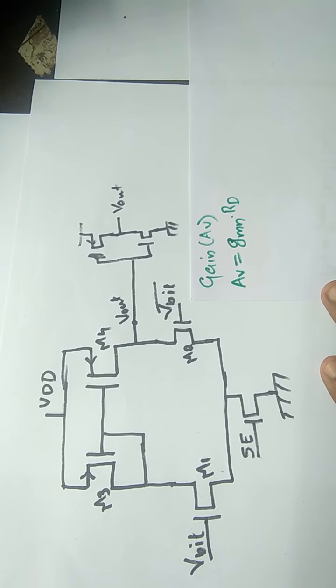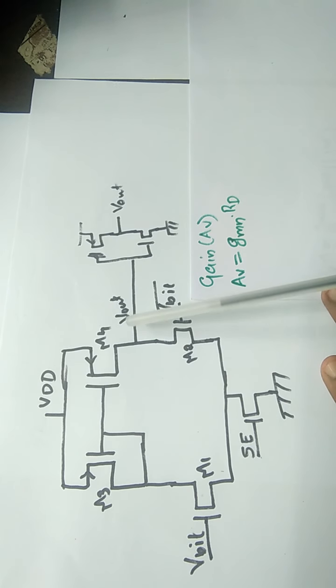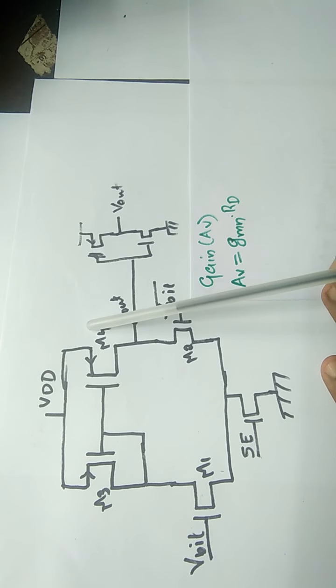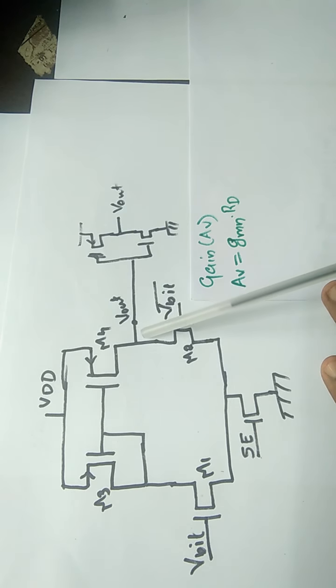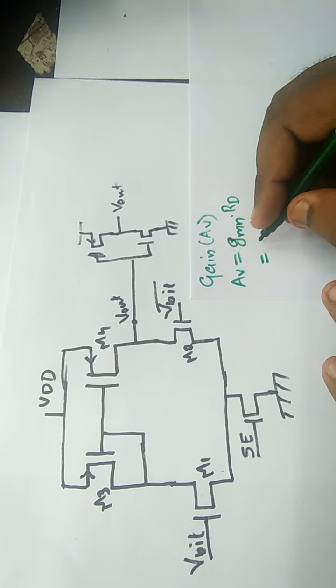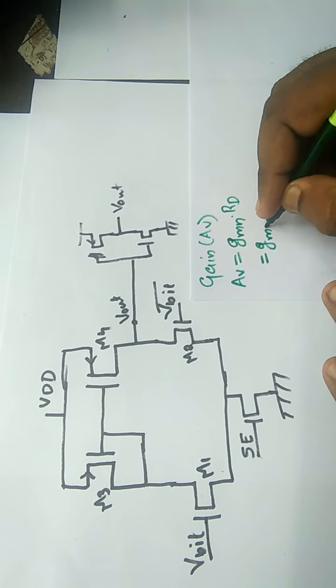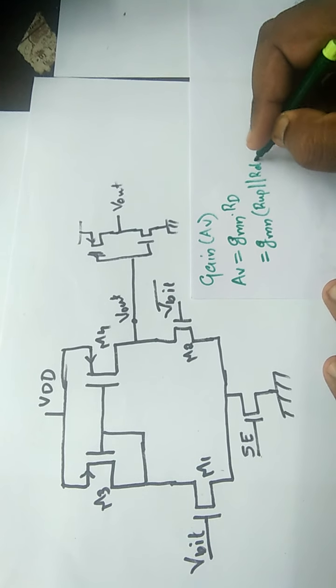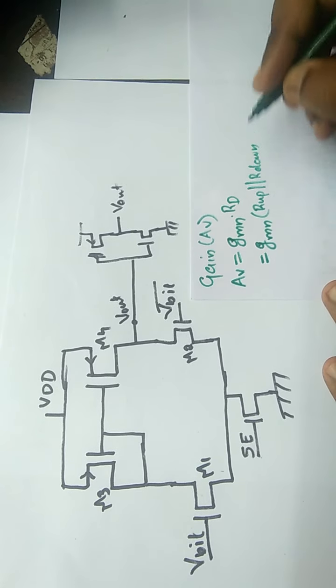What is R up and what is R down? If you are at this node, that is the V out node, R up is the resistance seen while looking towards M4, that is in the upward direction. R down is the resistance seen while looking in the downward direction. So R up means the resistance seen looking upward, and R down means the resistance seen looking downward. So this can be written as GMN into R up parallel to R down.